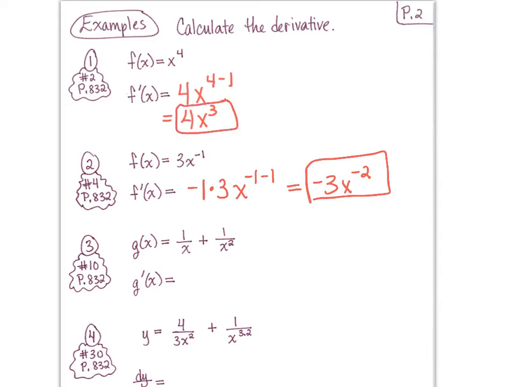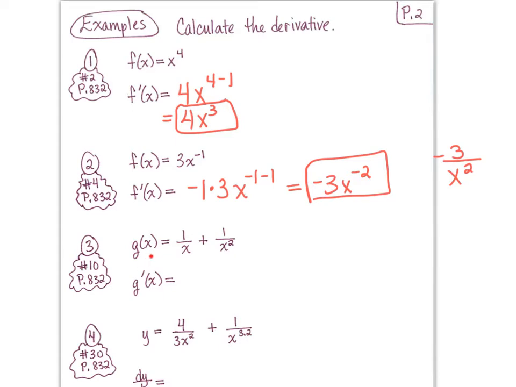The only other thing you could do here is rewrite this without negative exponents, which I'm not asking for right now, but knowing how to do so will help you in the future. You could rewrite it as negative 3 over x squared. Remember the rule that allows you to do that? I see heads nodding yes. All right, so that's the only other possibility.